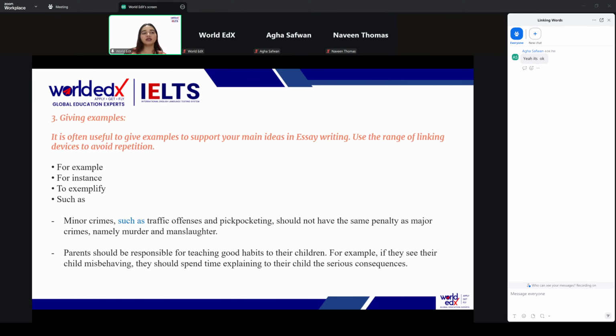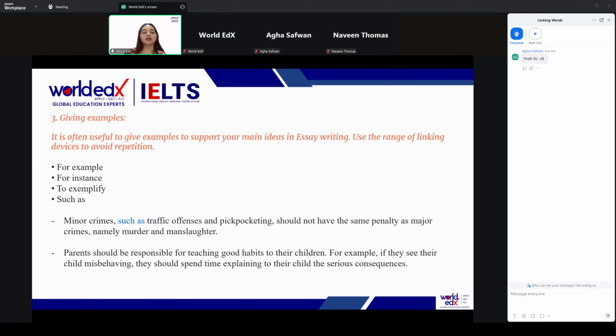The next one is giving examples. Of course, the essay is really incomplete if you do not include examples. So you can say, for example. If you want to sound a little more profound, you can say, for instance. If you want to exhibit your fluency and your word choice even more, you can use to exemplify, or you can just use the monotonous such as.